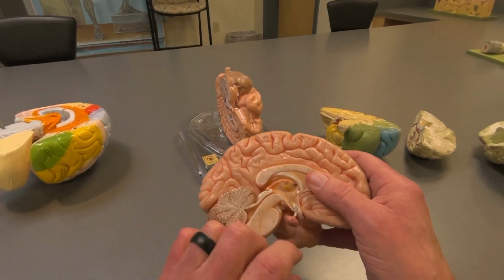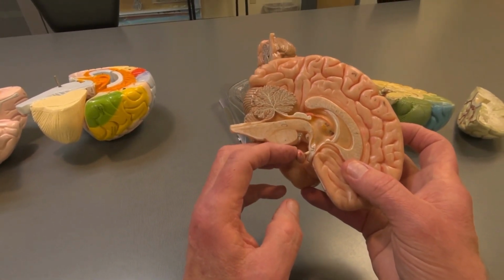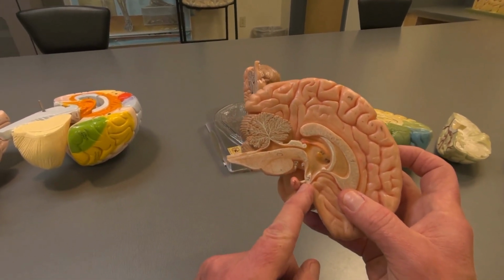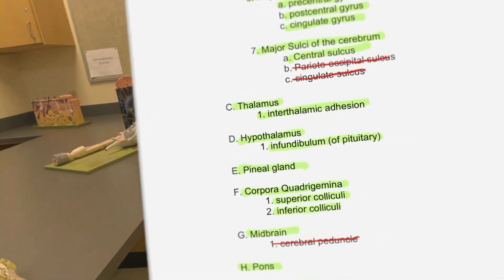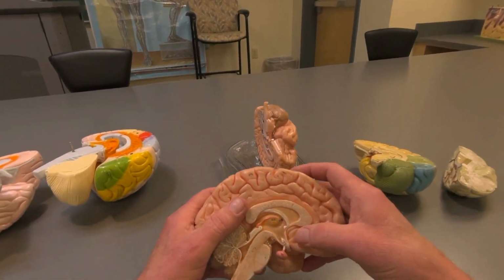That's the interthalamic adhesion. But see the little dangly part right there? The little dangly part is the pituitary gland, and it's dangling from a white stalk. That white stalk is the infundibulum of the pituitary. It sort of dangles down from the hypothalamus.